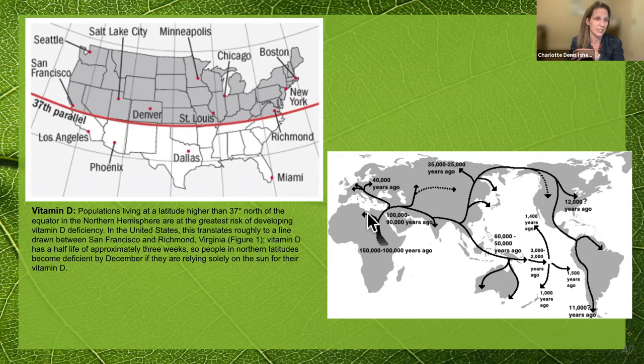And then this last map, which is just another example of a piece of data that the students are analyzing, shows the movement of human populations out of Africa. And it shows about the time frame when that happened. And, lots of question marks, right? We don't necessarily know all of the details.